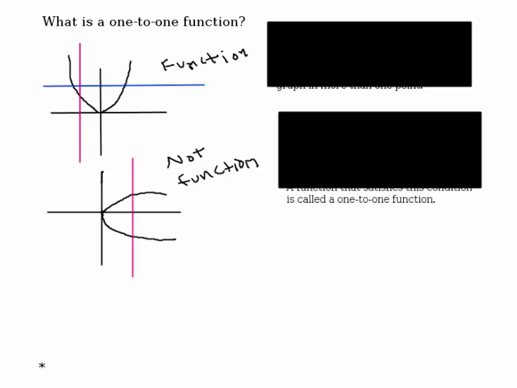If you have a horizontal line, and your horizontal line intercepts your graph in more than one point, let's just pick some numbers here. Let's say this is 2, and this is -2, and this is 1. So at this point here, we have (2, 1), and this point here is (-2, 1). So if the second number repeats itself, that means this is not a one-to-one function. It is a function, but it's not a one-to-one function.